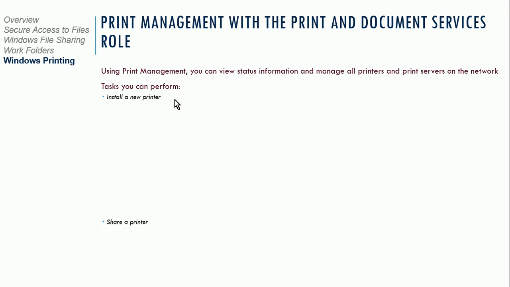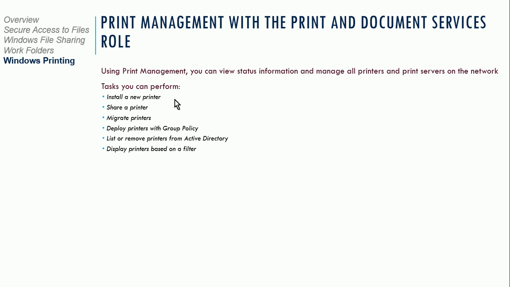So you can install a new printer, you can share a printer, migrate printers, deploy printers with group policy, for example. So when someone logs in, they're automatically deployed to their computer. We'll talk more about group policy in the next unit, though, so you'll get a little bit better feel for how that works. You can list and remove printers from Active Directory. You can display printers based on some kind of filter.